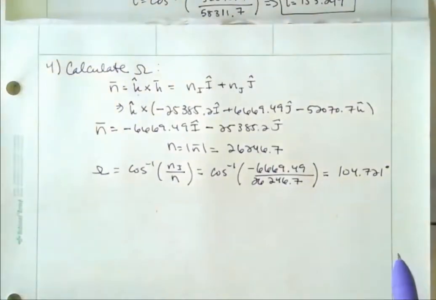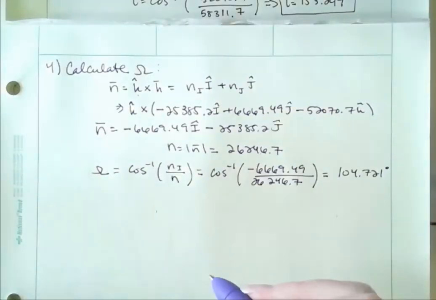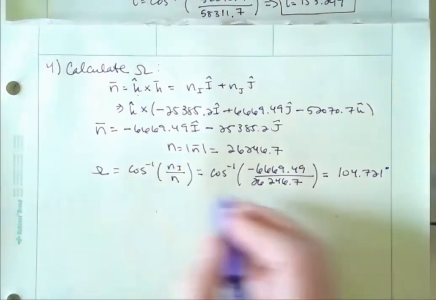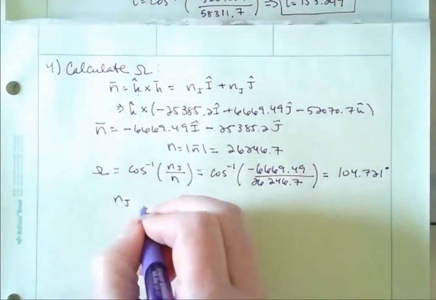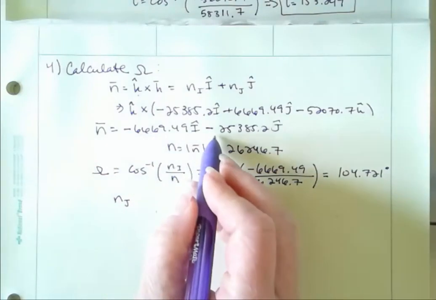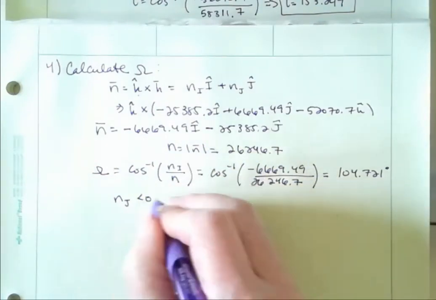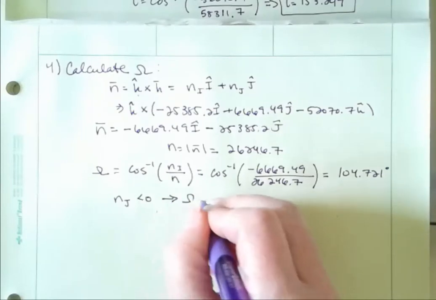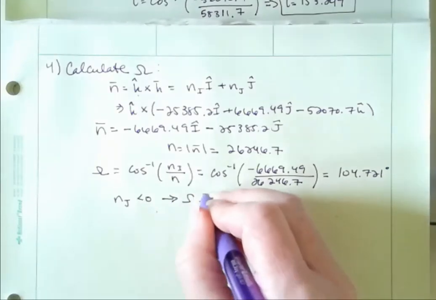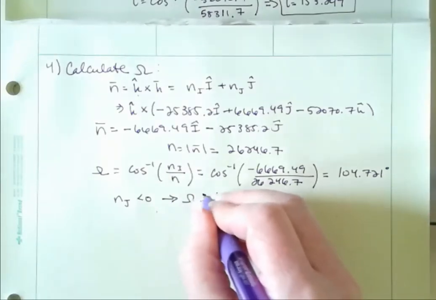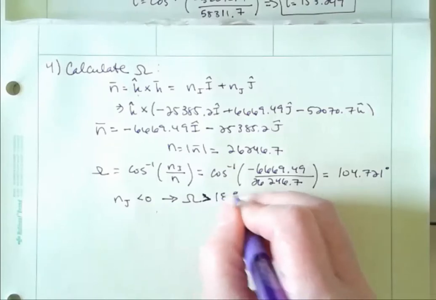Now this is one of those, remember where I said you'd have to do an if statement in your MATLAB code, because you need to check for the angle, right? So this is the one you need to check to see if the j component of n is less than 0. So the j component of n is right here, so obviously that's a negative number. So that's less than 0. So that means capital omega, I keep putting equal, is greater than 180 degrees.